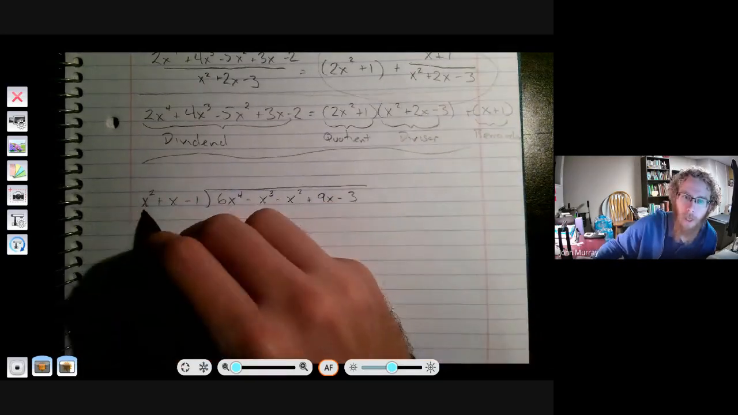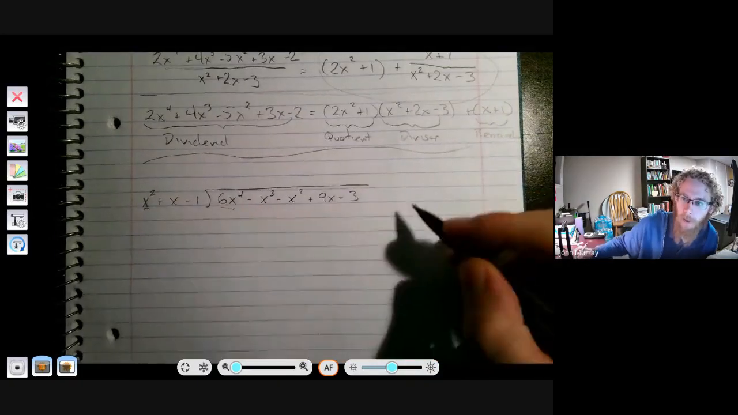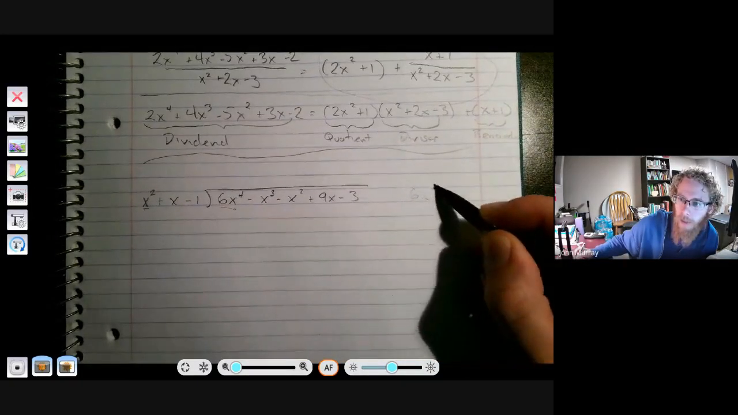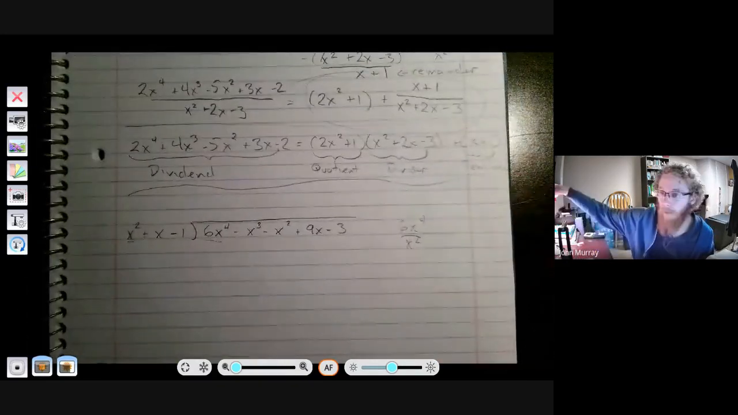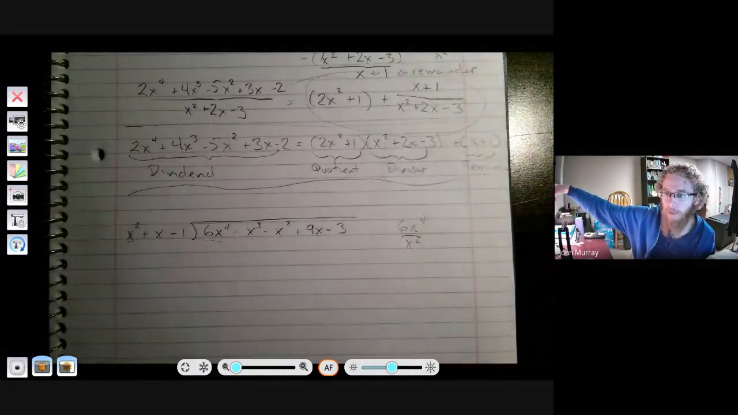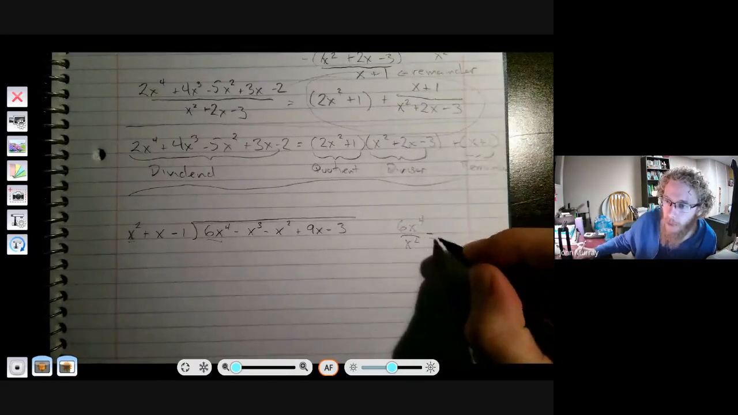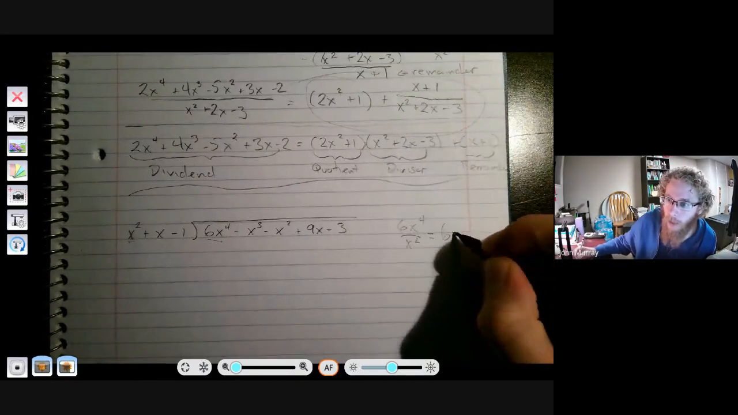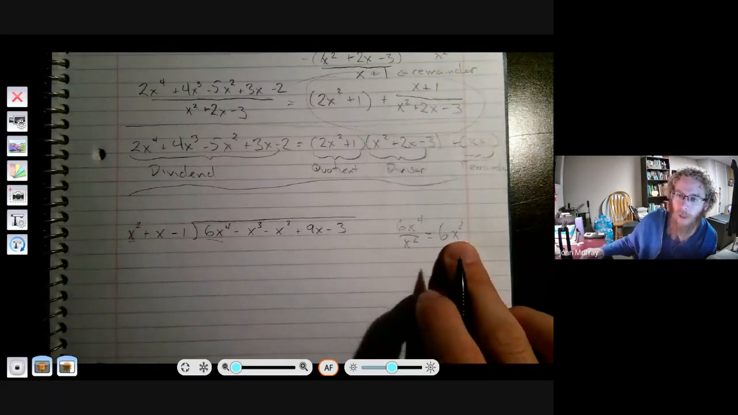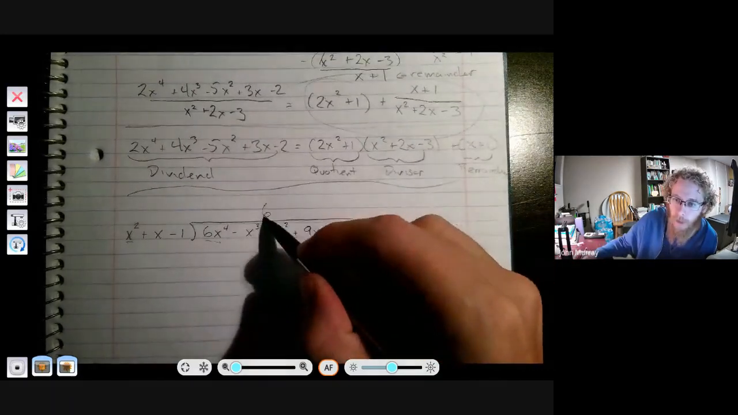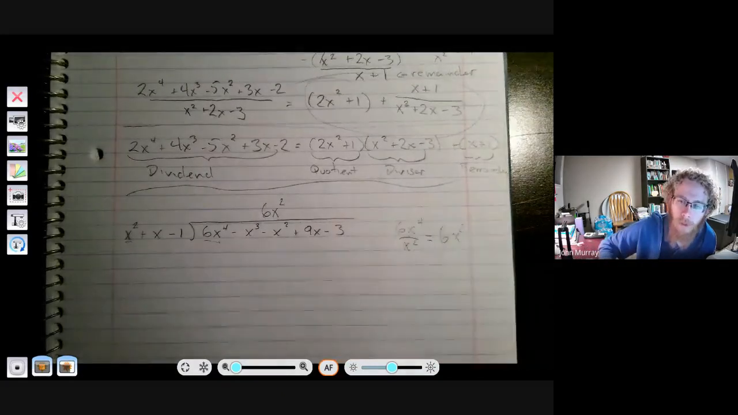So I take a look at my leading term. I have 6x to the fourth. I'm dividing that by x squared. The coefficient is still going to be a 6, and x to the fourth divided by x squared gets us x squared. So up here, we're going to put 6x squared.